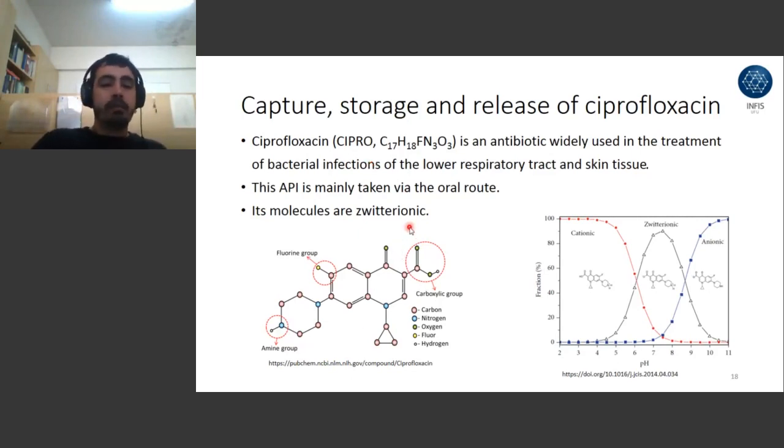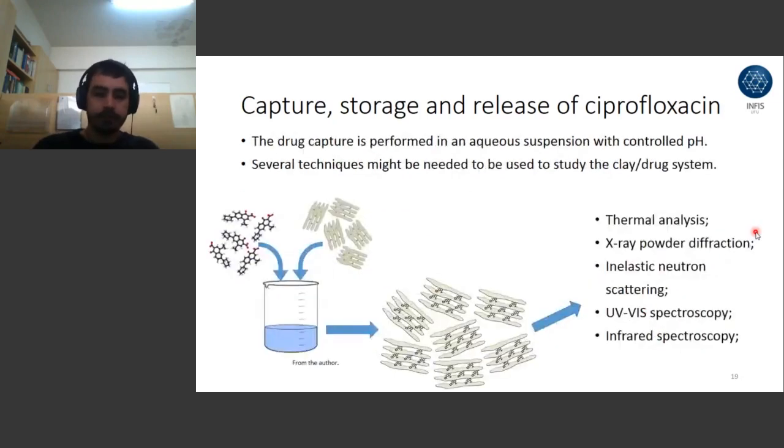Ciprofloxacin is mainly taken via the oral route and is used to combat bacteria in the lungs, for example, and some infections in the kidneys, and it's highly absorbed in the organism, in the intestine, in the lower tract of the intestine. Another characteristic of this drug is that its molecules are zwitterionic, which means that at low pH the drug is cationic, the molecules are protonated, and at high pH the drug is anionic.